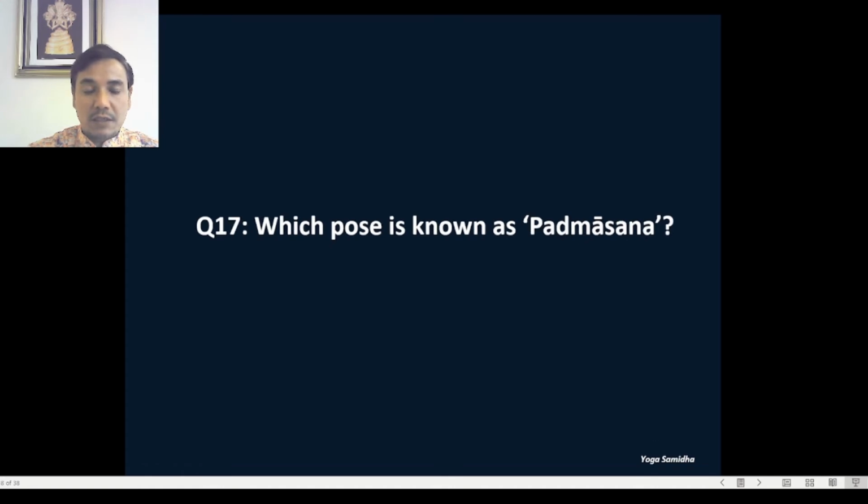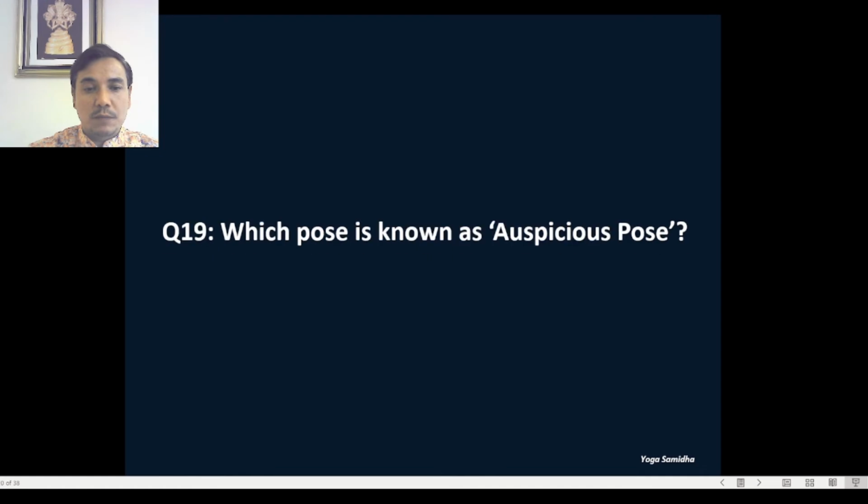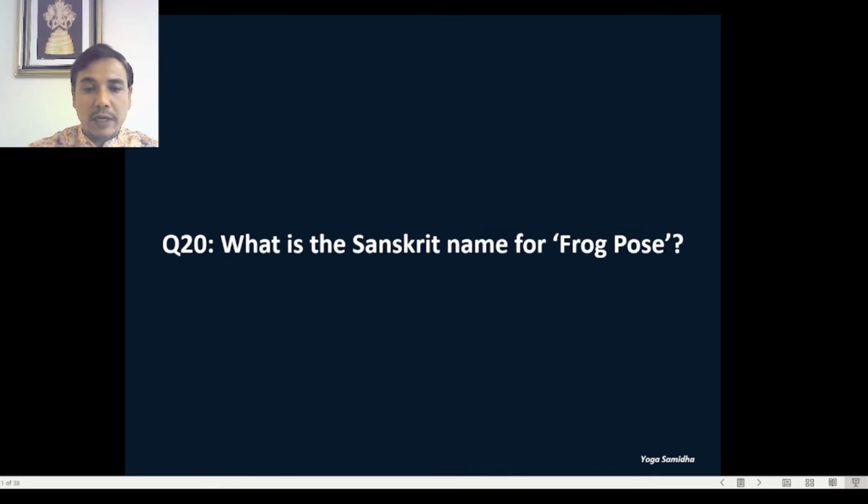Question 17th, which pose is known as Padmasana? Padmasana. Question 18th, what is the Sanskrit name for thunderbolt pose? Thunderbolt pose. Question 19th, which pose is known as auspicious pose? Auspicious pose. Question 20th, what is the Sanskrit name for frog pose?